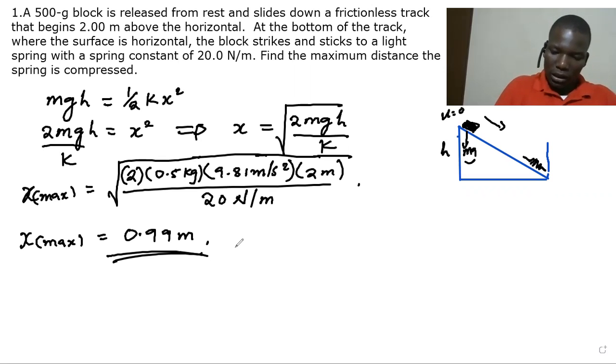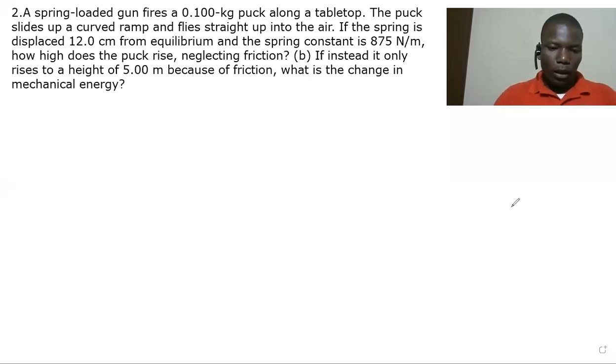And second, a spring-loaded gun fires a 0.1 kilogram puck along a tabletop. The puck slides up a curved ramp and flies straight up into the air. If the spring is displaced 12 centimeters from equilibrium and the spring constant is 875 Newton per meter, how high does the puck rise, neglecting friction?